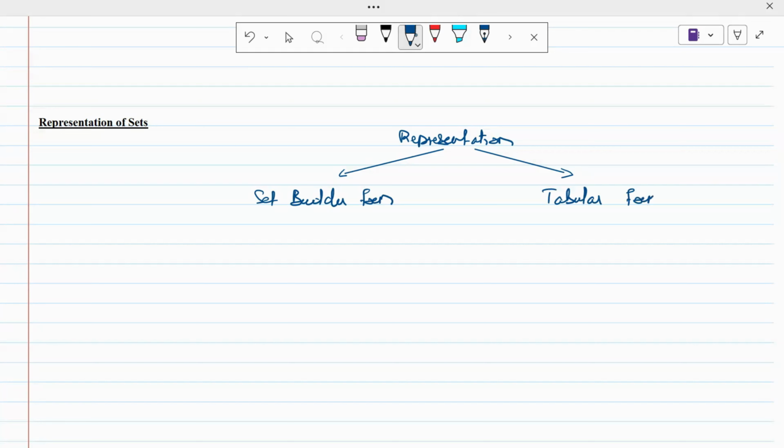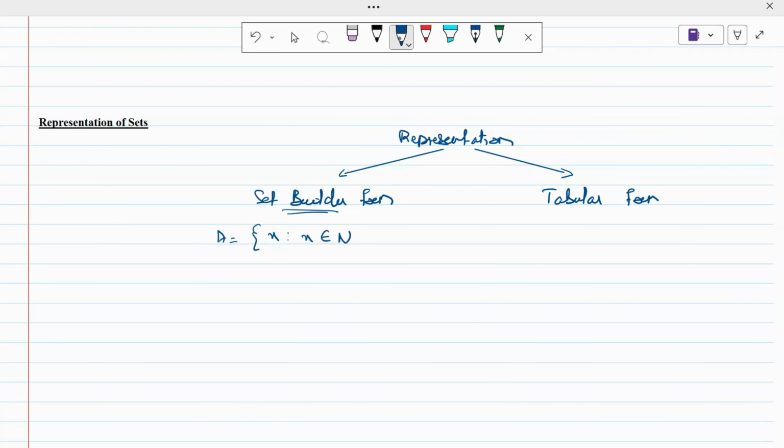Set builder form is basically a descriptive form where you describe the elements or explain the characteristics of elements inside the set. For example, you have the set A as x such that x belongs to natural numbers and x is between 1 to 10.